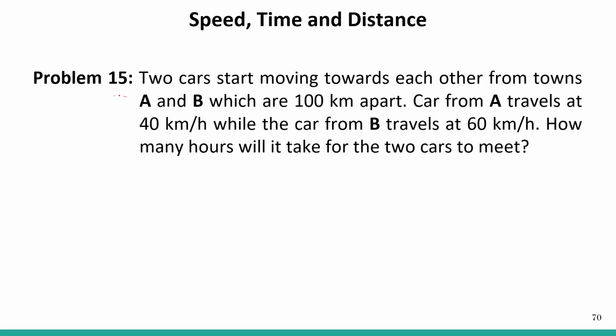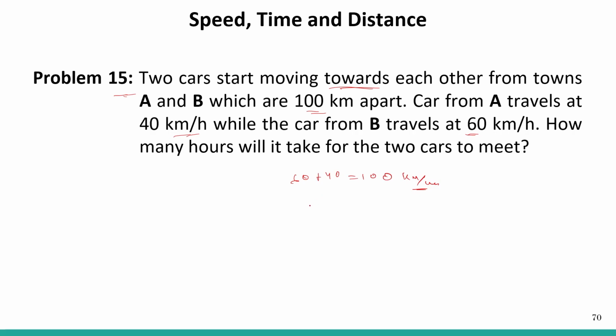Let's see problem number 15. Two cars start moving towards each other. Okay, towards each other, so their direction is opposite, from towns A and B, which are 100 km apart. The car from A travels at 40 km per hour, while the car from B travels at 60 km per hour. How many hours will it take for the two cars to meet? Okay, so their relative velocity will be what? 60 plus 40 is equal to 100 km per hour, right?